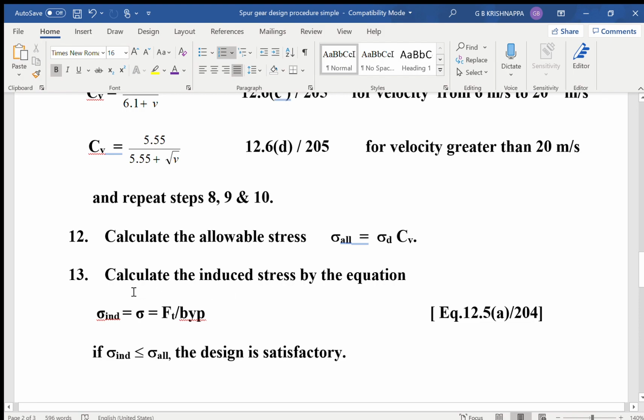Step 13. Calculate the induced stress by the equation sigma induced is equal to Ft divided by B Y P. B is the face width, Y is the Lewis form factor, P is the circular pitch, that's equal to pi into m. If sigma induced is less than or equal to sigma allowable, the design is satisfactory.